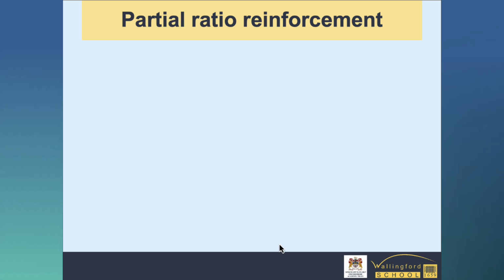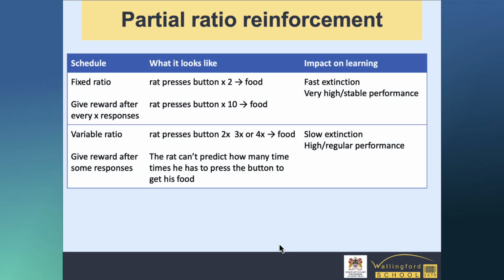So we've now got something called partial reinforcement schedules, and there are 2 types of partial reinforcement schedule. The first one is called a ratio, and the second one is called an interval. And I'm going to deal with partial ratio reinforcement schedules first. So a fixed ratio is when you give a reward after a set number of responses. So, for example, the rat presses the button twice, gets food, or the rat presses the button 10 times, gets food.